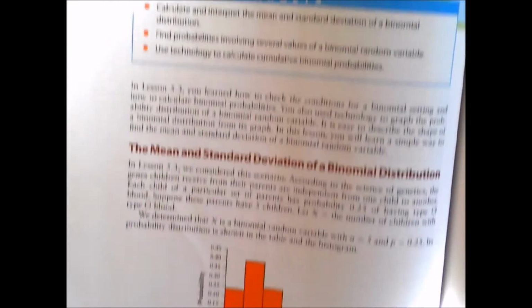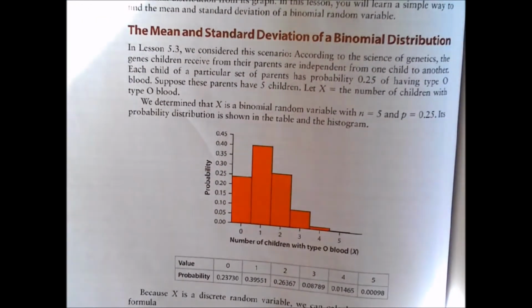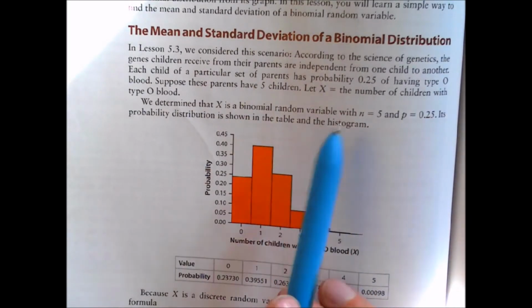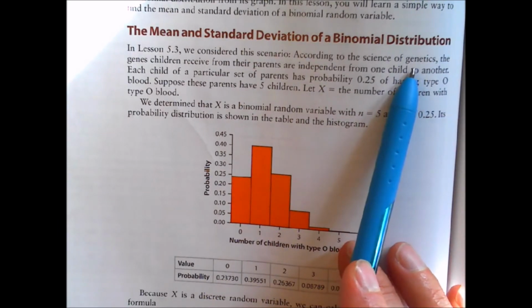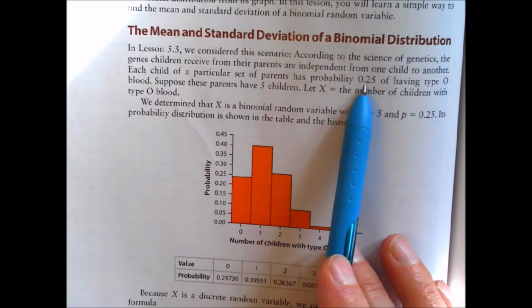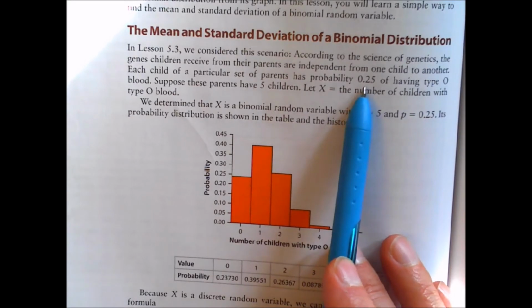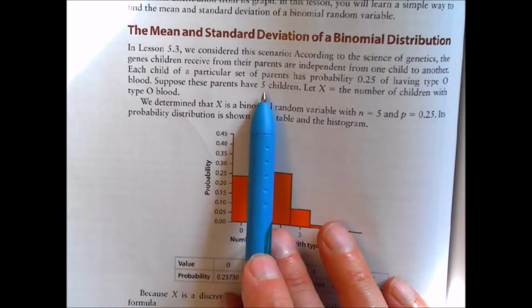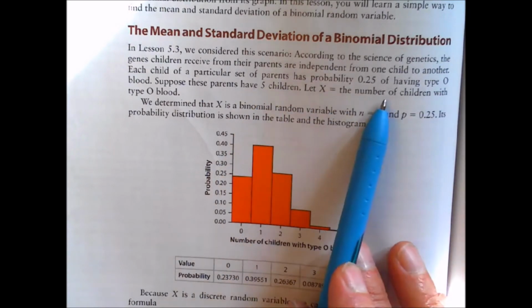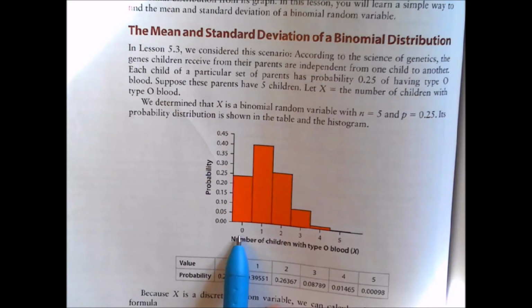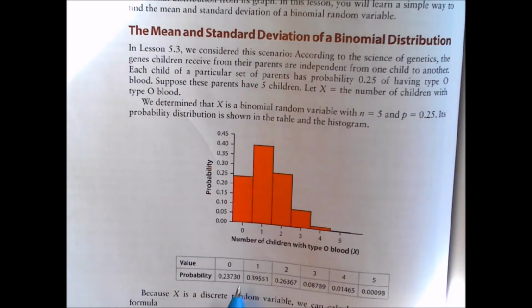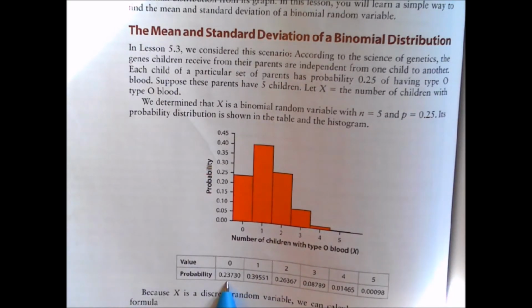Okay, so looking at a problem that we did before, we're going to apply this to our new learning here. So we had the genetics problem, getting type O blood. We said the probability from certain parents was 0.25 of getting type O blood, and they had 5 kids. And X is the number out of those 5 that had type O blood. So if you remember, to find 0, we took all those things and multiplied them together to get this.